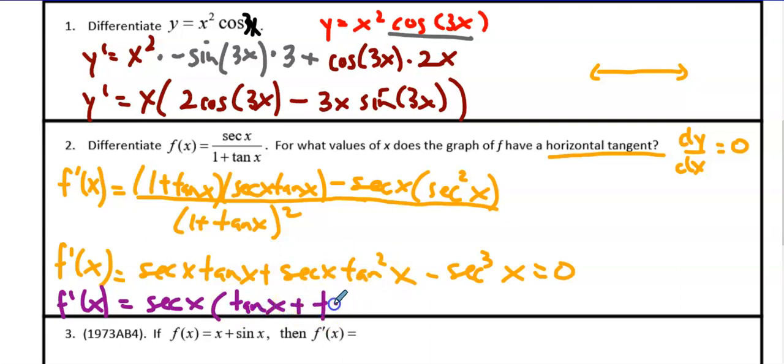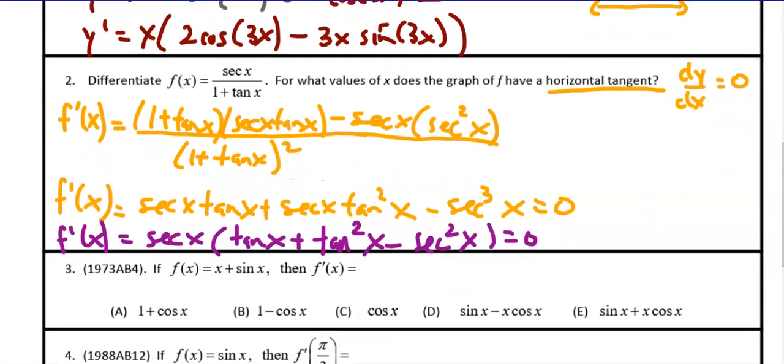What's going to be left here is tangent squared x, and what's going to be left here is secant squared x. So if you look at this problem, you should hopefully see something, especially in this section right here. One of the properties you learned is that tangent squared x plus 1 is equal to secant squared x. This is one of the 3 Pythagorean trig identities that you should know.